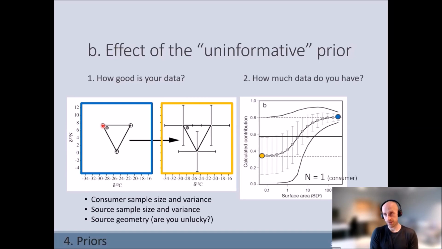So the consumer sample size and variance will affect the impact of the prior. The source sample size and variance will affect the impact of the prior. And then the source geometry, or how much space is between the source means, will also affect it. If you're designing a study, you can control the sample size of the sources and the consumers, but you don't know in advance what your polygon is going to look like. So you could just end up getting unlucky if the source geometry isn't favorable to estimating these models. And sometimes that is just the answer, and that's unfortunate.